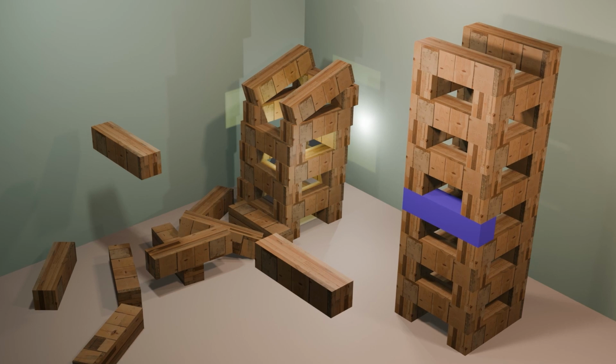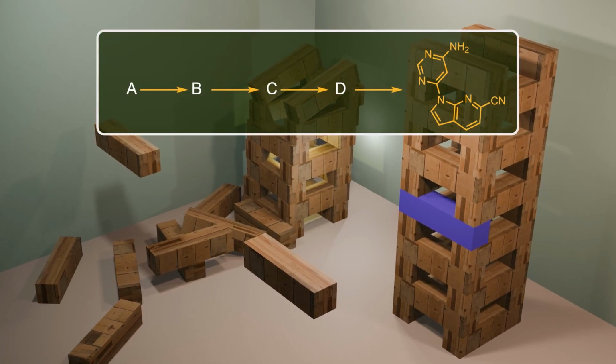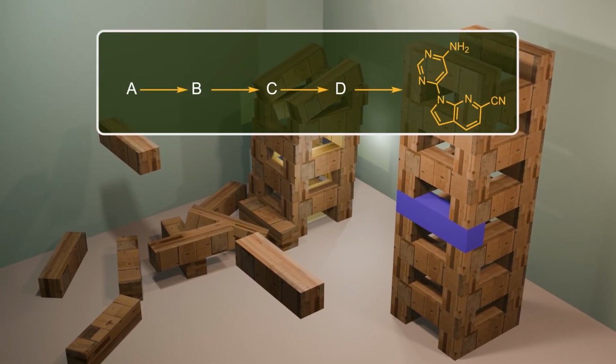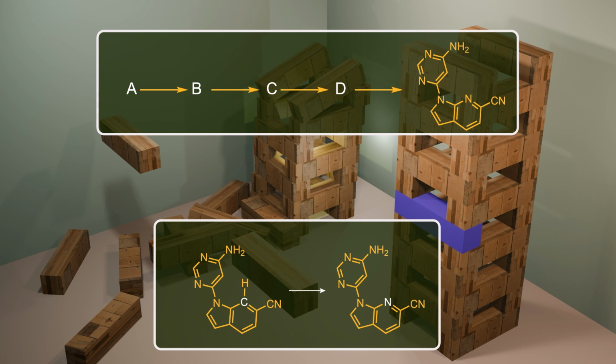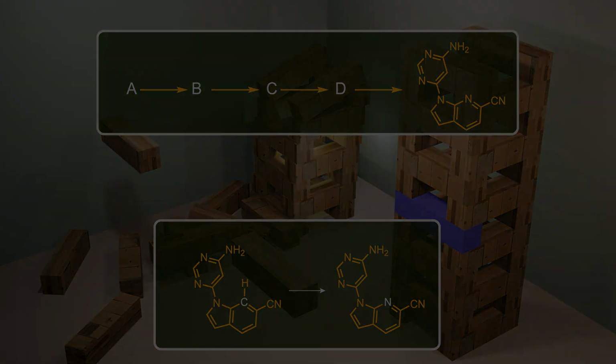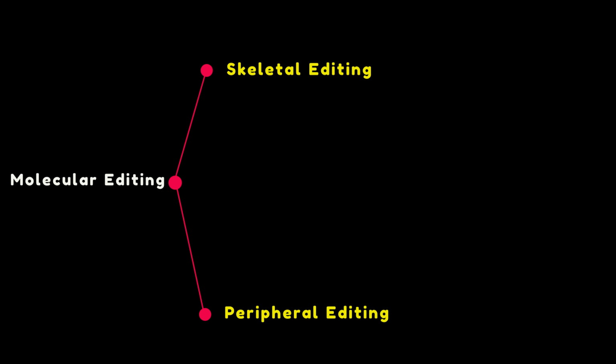In other words, if we wanted to synthesize a modified drug with a nitrogen atom in its structure, we'd have to build it from scratch, which is not financially viable due to the long synthesis route. Molecular editing provides a game-changing solution to this challenge. Generally speaking, molecular editing can be divided into skeletal and peripheral editing.